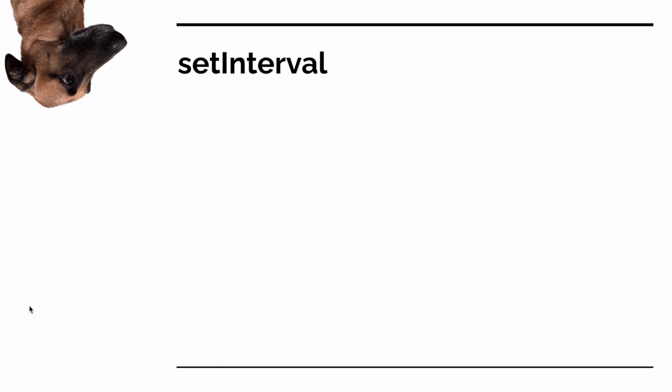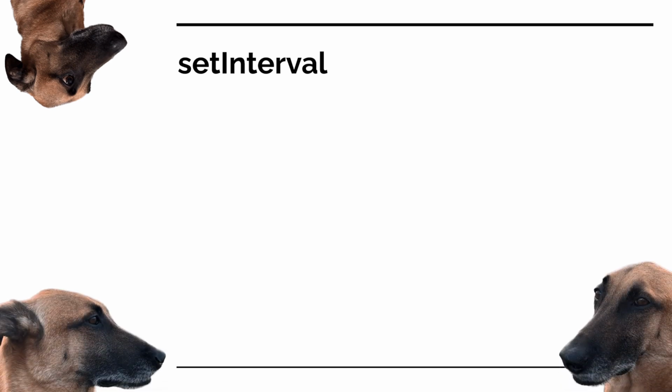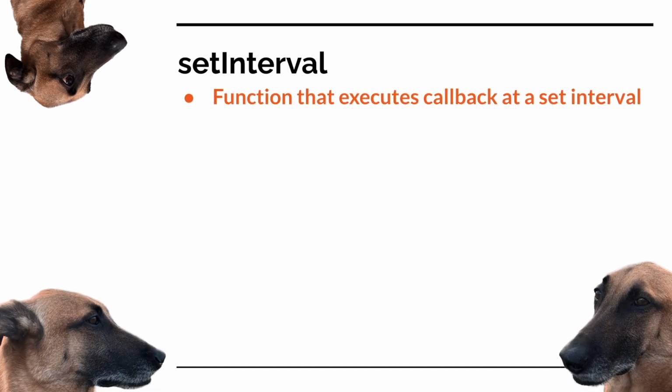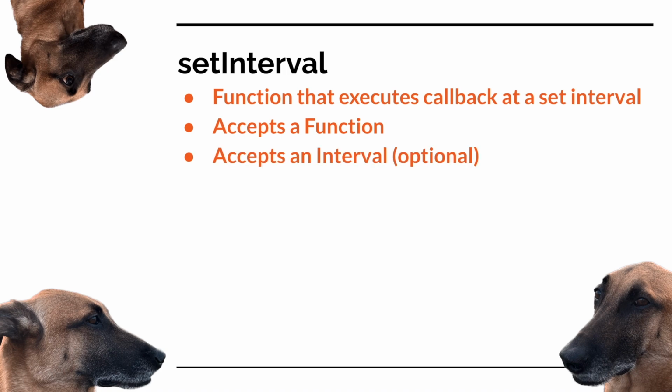Hi there! Today we're going to take a look at the setInterval function. So, setInterval is a function that executes a callback repeatedly at a specified interval. setInterval does this by accepting a function as an argument, as well as an interval. This will be how long you want the interval between two calls to be.